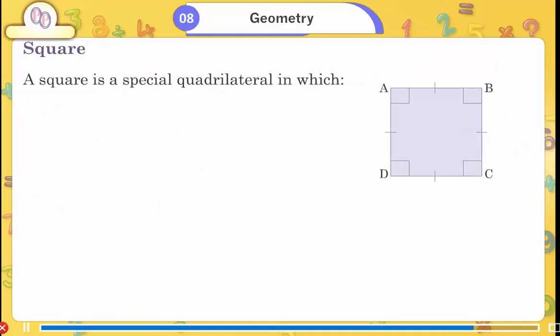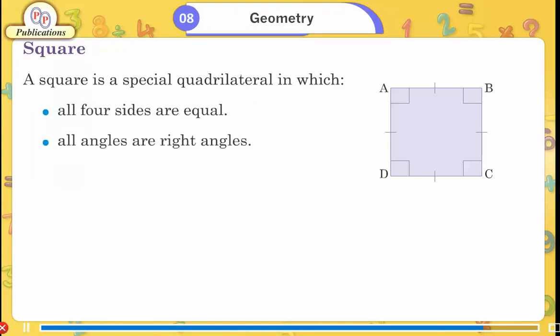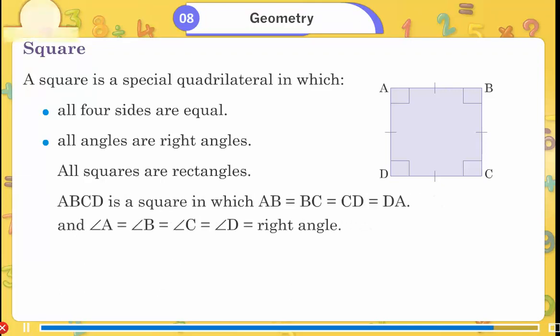a right angle. Square. A square is a special quadrilateral in which all four sides are equal. All angles are right angles. All squares are rectangles. ABCD is a square in which AB is equal to BC is equal to CD is equal to DA, and angle A is equal to angle B is equal to angle C is equal to angle D is equal to a right angle.